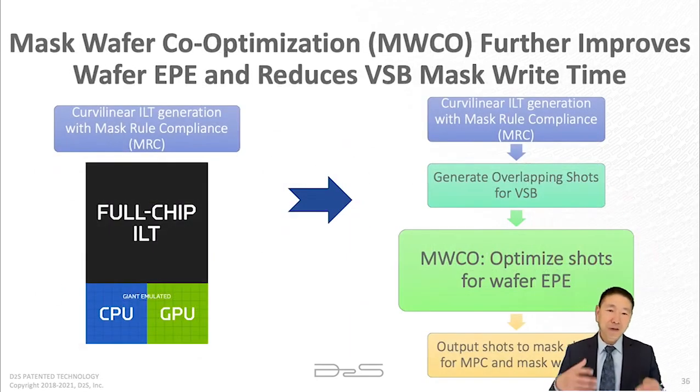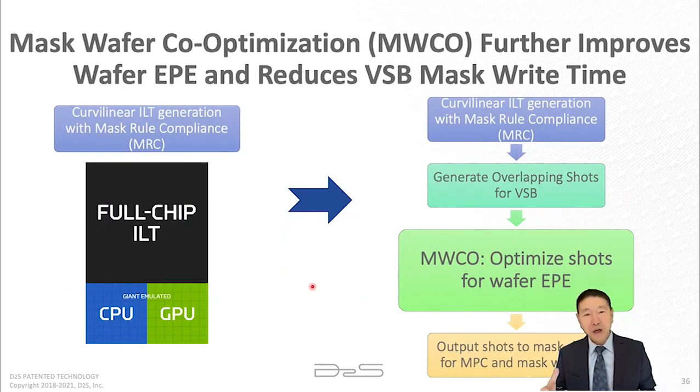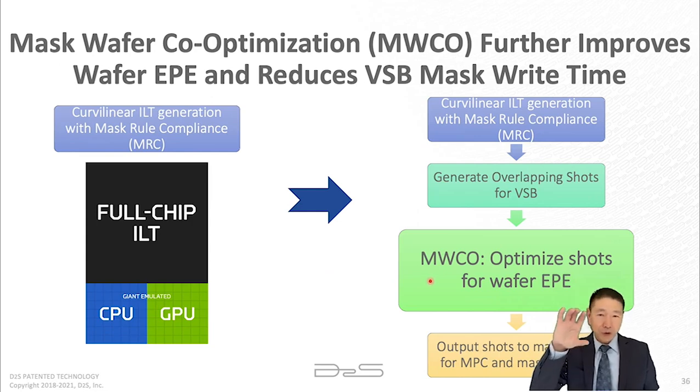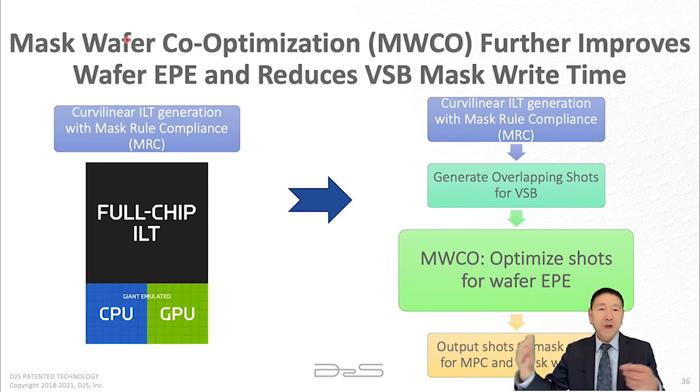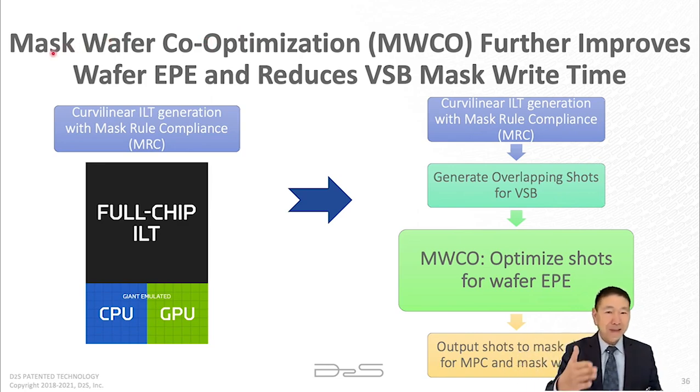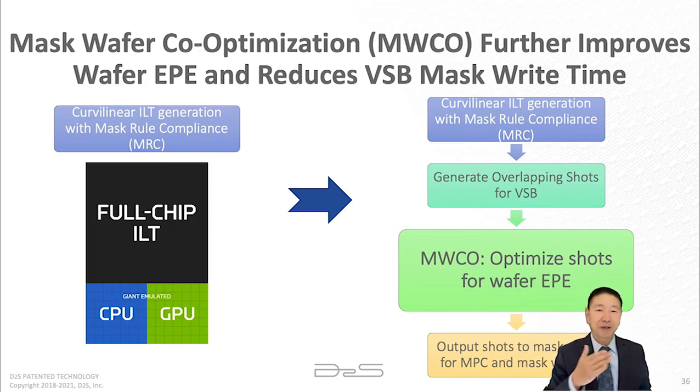That will give you higher pattern fidelity as well. But once we had the full chip curvilinear ILT product, we came up with another idea. Instead of trying to use those shots to match the curvilinear mask pattern, we can actually try to match the wafer pattern. To do that, we can first do a mask simulation, then based on that do a wafer simulation. So we optimize the shots based on both mask and wafer. That's why we call this mask wafer co-optimization.